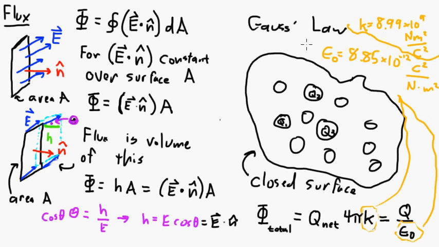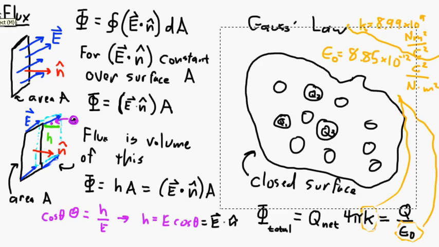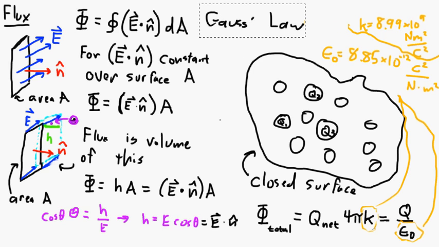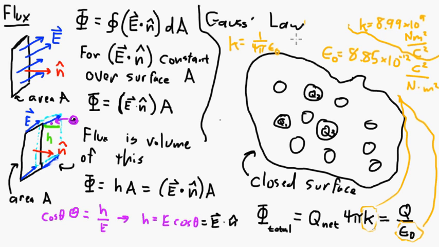The relationship between these two guys is basically that epsilon naught and 4 pi k are almost reciprocals of each other. So k equals 1 over 4 pi epsilon naught. And this is equivalent to saying that epsilon naught is 1 over 4 pi k. So you can go either way, because k and epsilon naught are really just ways of expressing the same universal constant value.